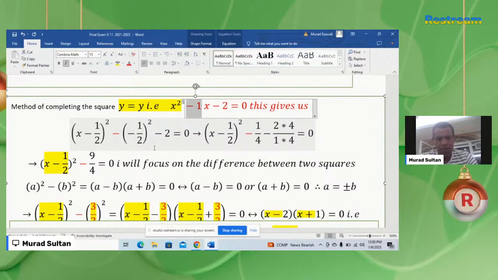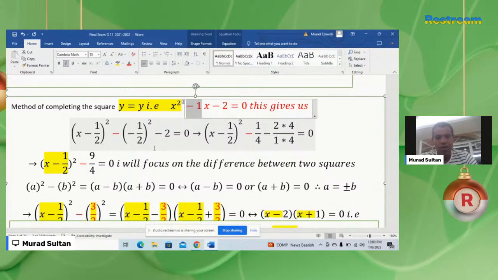Therefore, learners, we said that we use the method of factorization to solve this quadratic equation. It means you find the x value, and then after that you replace x with the value you found to find y.